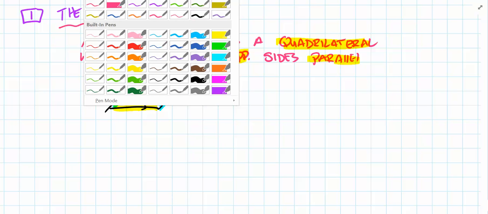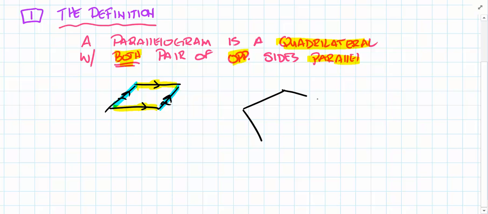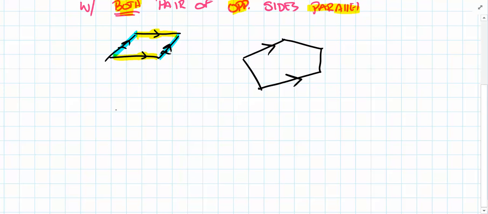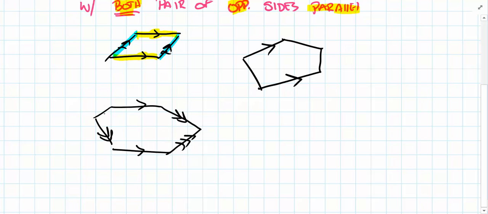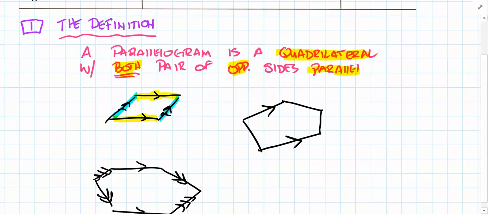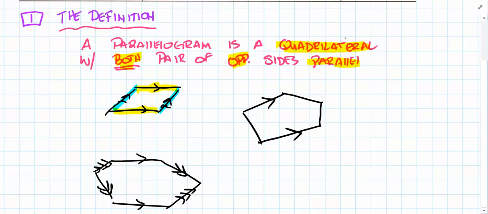So the question I have for you then is this: if I give you this picture, is this a parallelogram? No, because first of all, it doesn't have four sides, and it doesn't have two pairs of opposite sides parallel. What about this picture here? What if I gave you this one? Nope. Those are parallel, and these are parallel, but it's a polygon, not a quadrilateral. Very good. So therefore the answer would be no. It has to be a four-sided figure in which both pairs of opposite sides are parallel.